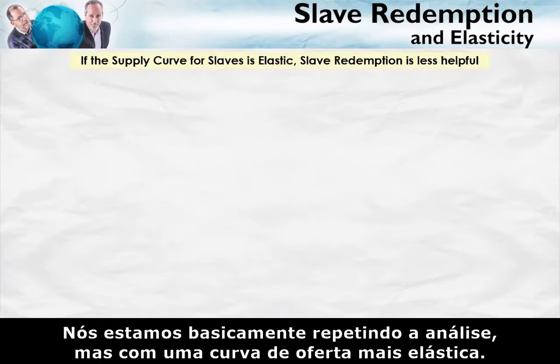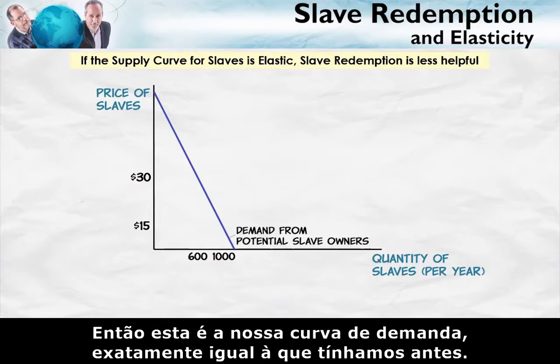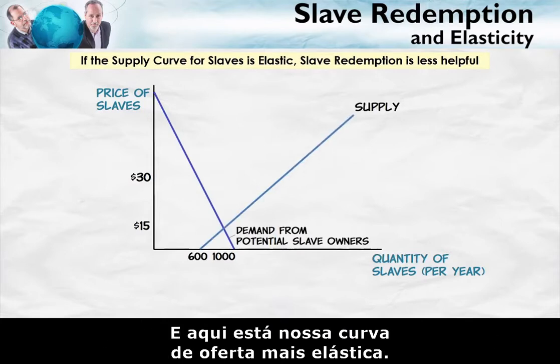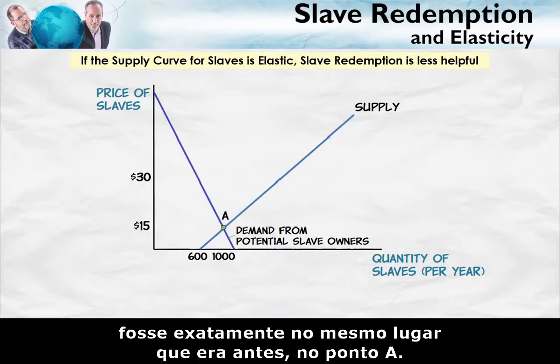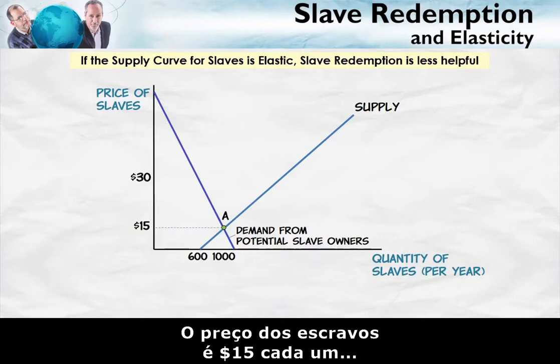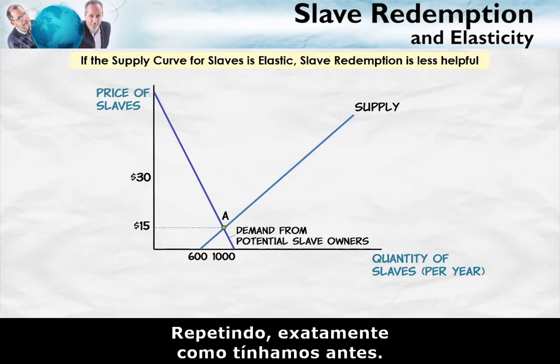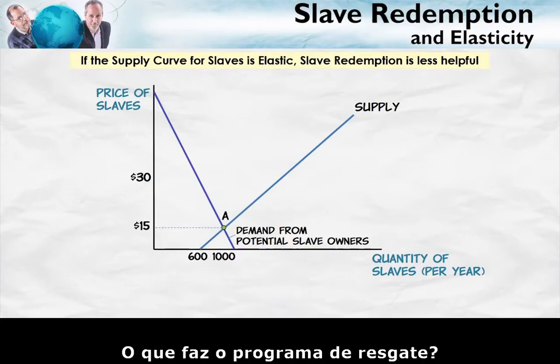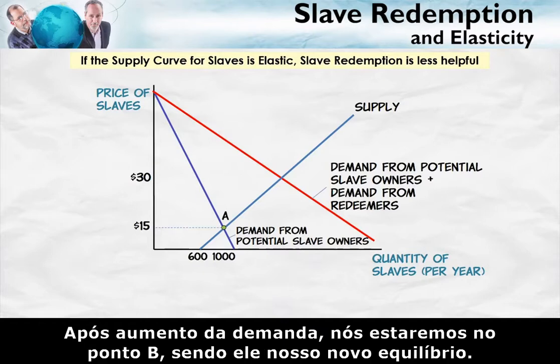So now we're basically going to repeat the analysis, but with a more elastic supply curve. So here's our demand curve, just the same as we had it before. Here's our more elastic supply curve. Notice that I've drawn the curve so that the equilibrium is exactly the same as it was before. That is, at point A, the price of slaves is $15 per slave, and there are 1,000 people who are enslaved in our initial equilibrium. Again, exactly as we had before. Now, what does the redemption program do? It increases the demand for slaves. At the new higher demand, okay, we're at point B is our new equilibrium.